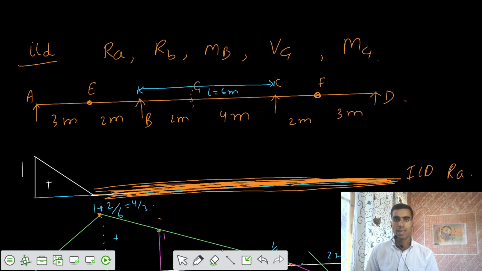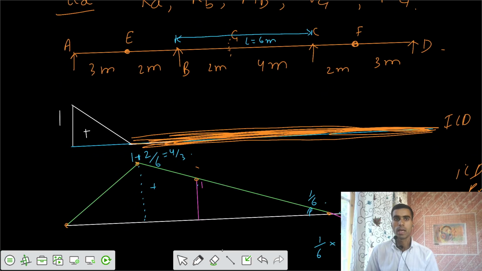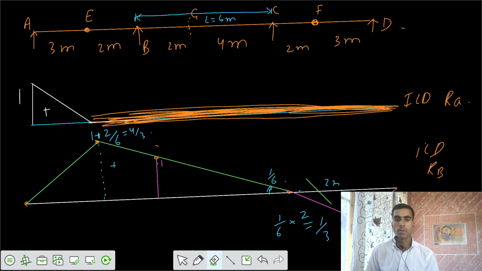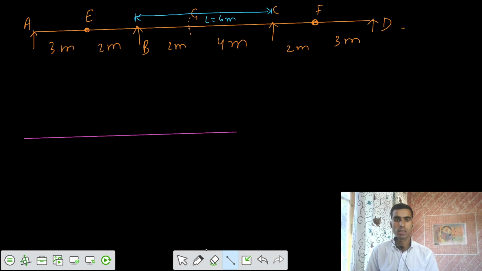Third one is the ILD for moment at B. Let's remove these. We need ILD for moment at B. We don't need any other thing. ILD for moment at B.